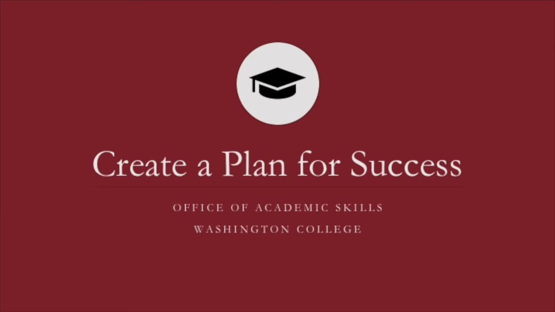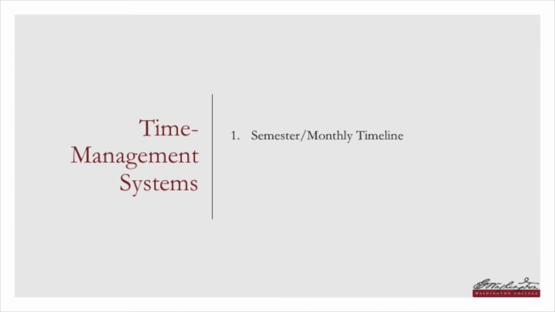Today's video is how to create a plan for success, and we'll go into detail about the different time management systems students can implement in their routines. There are 3 time management systems that many successful students utilize. These include a semester or monthly timeline, a weekly outlook, and a daily to-do list.